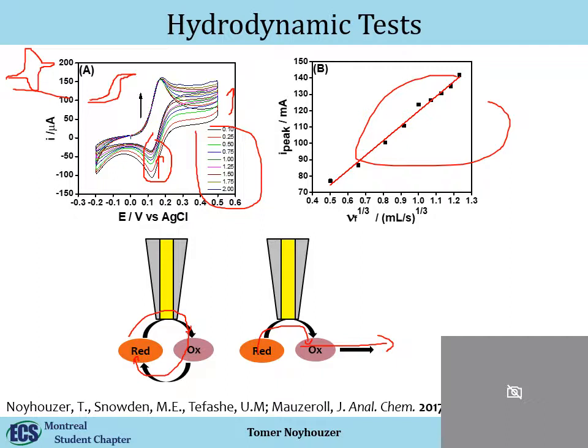Now, if you see here, I did a correlation between the peak and the cubic root of the flow rate. The reason I did that is that there's a paper by Compton and Unwin together about 20 years ago where they showed that if you're using a tubular electrode, and in this case I used the honeycomb, which is tubular, the dependency should be the cubic root of the flow rate.